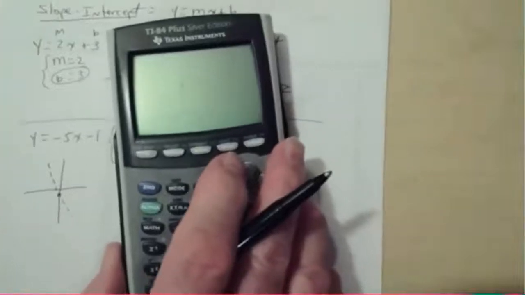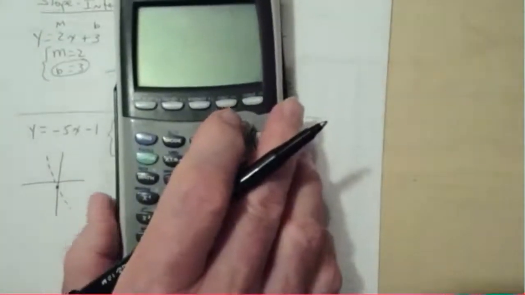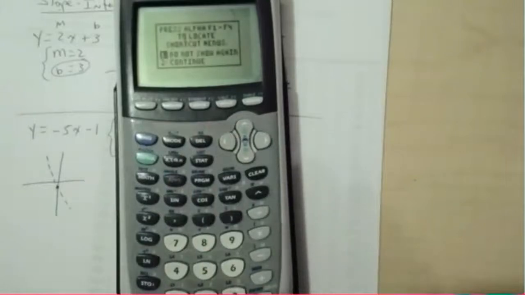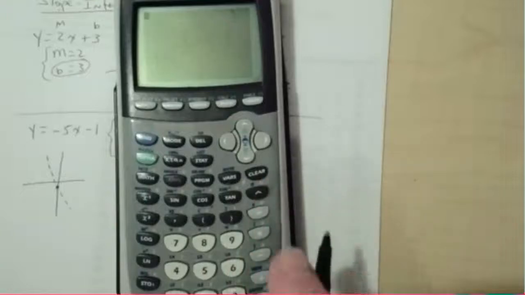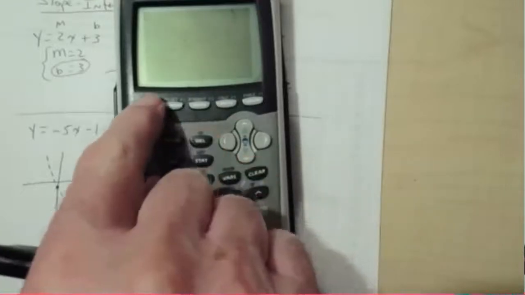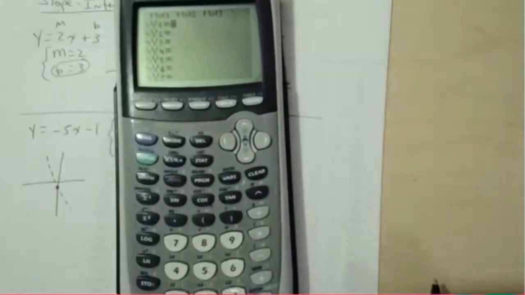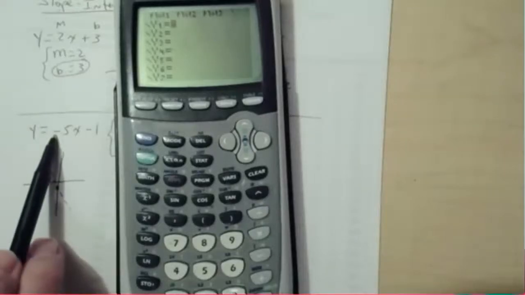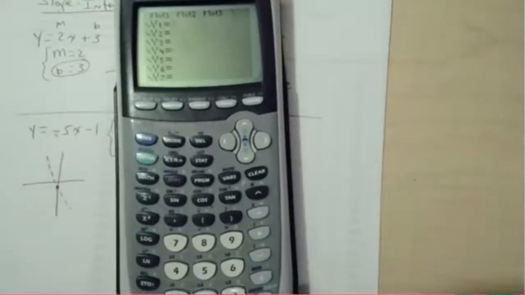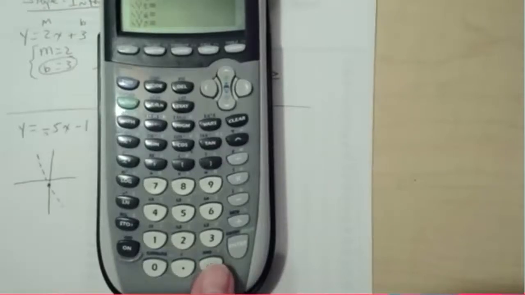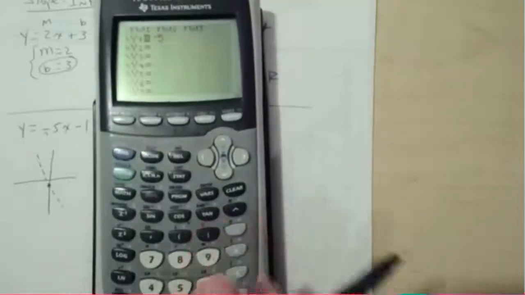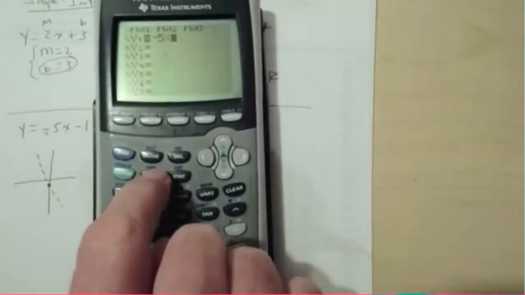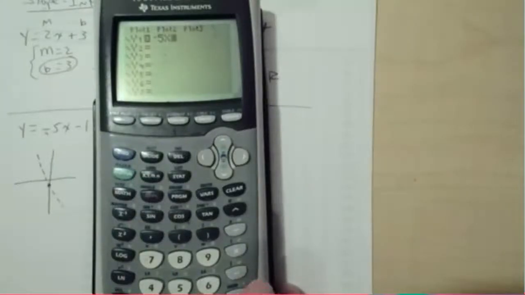First we turn it on. Yeah, we don't care about that. Turn that off, hit clear. Okay, we go to y equals, this button right there, and we get negative 5x. Now when the negative is at the very beginning, we're going to use the negative key, which is here. Negative 5, and remember x is this, not the multiply key. And then minus 1. Negative 5x minus 1.